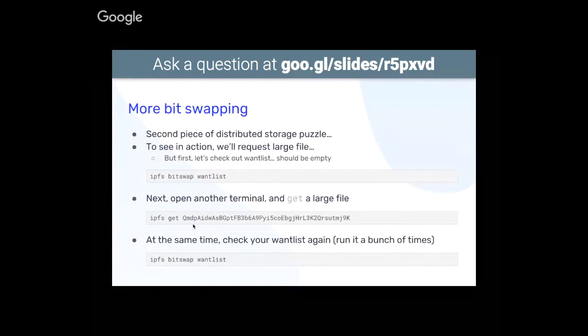And what we'll do is we'll get that file, and we'll then query our want list, and you'll be able to see that in the background your peer is requesting various blocks associated with that file. So what you want to do is open up another terminal if possible, and we'll actually grab that particular large file. So I'm just going to copy and paste that file.